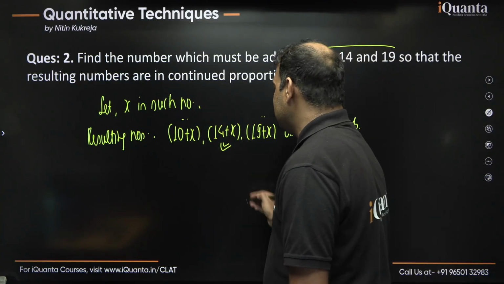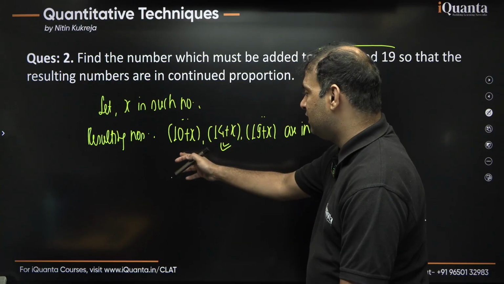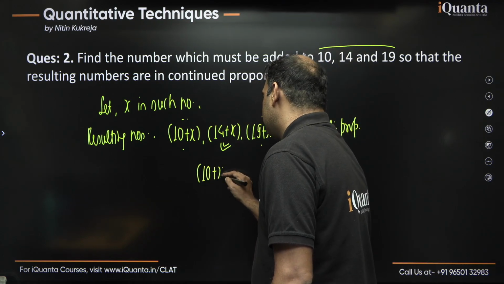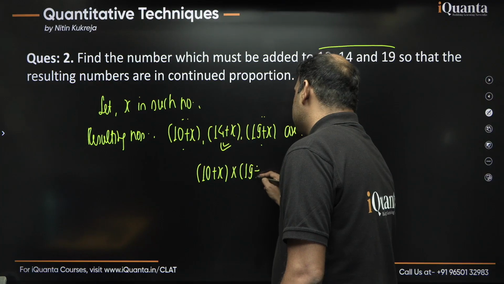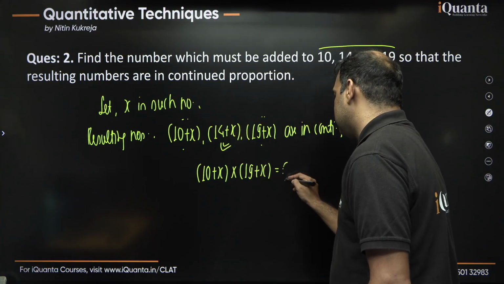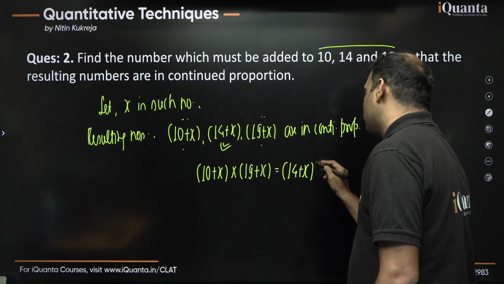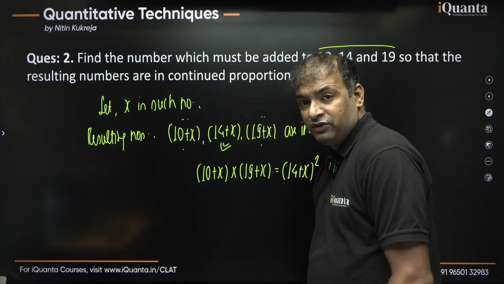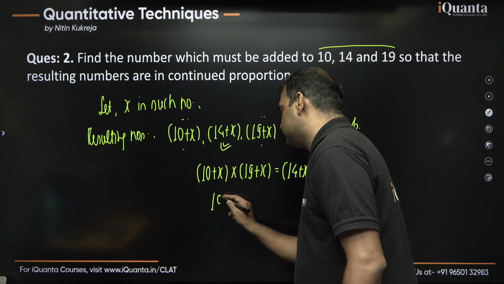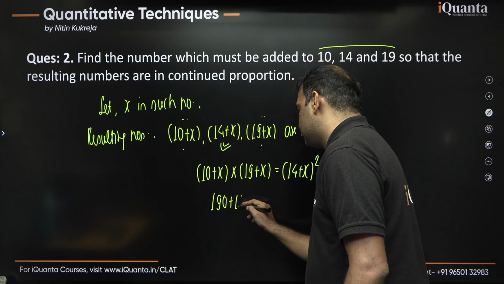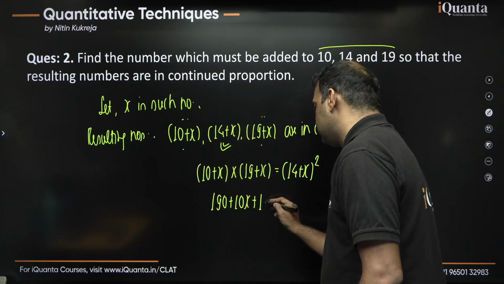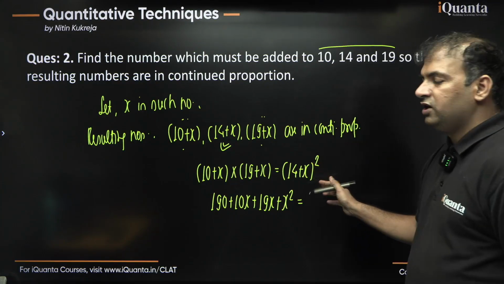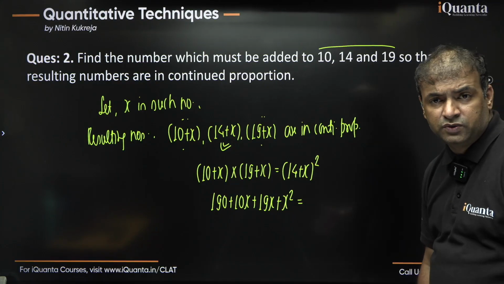So guys, the mean here is 14 plus x, and the extremes here are 10 plus x and 19 plus x, right? So the product of the extremes, which means 10 plus x into 19 plus x, has to be the square of the mean. The mean here is 14 plus x, so 14 plus x whole squared. All right, let's see what we get after doing this. If you multiply these terms, 10 into 19 is 190, then 10 into x is 10x, then x into 19 is 19x, and then x into x is x squared. On the right hand side, you can write it like a plus b whole square, which is a squared plus 2ab plus b squared.